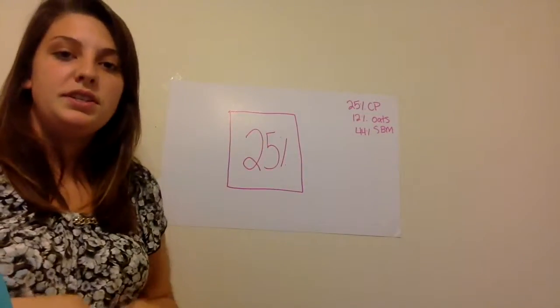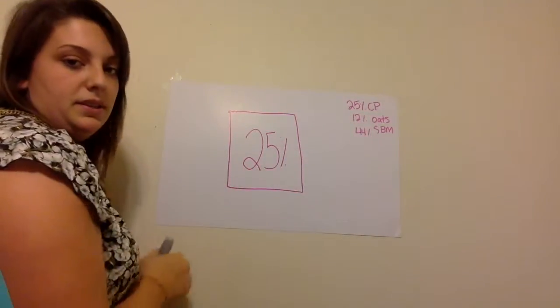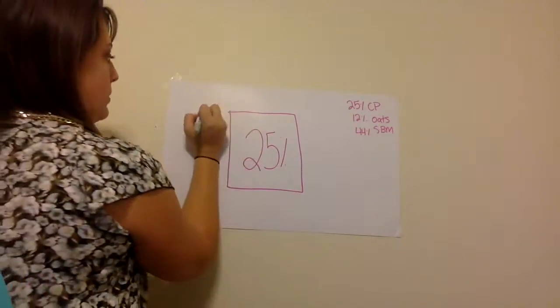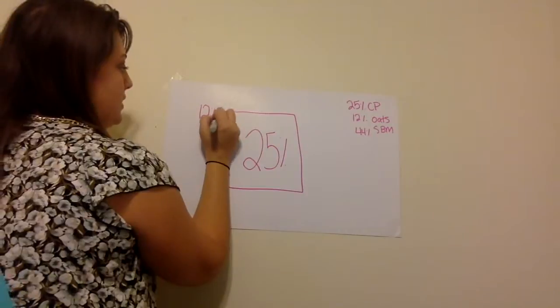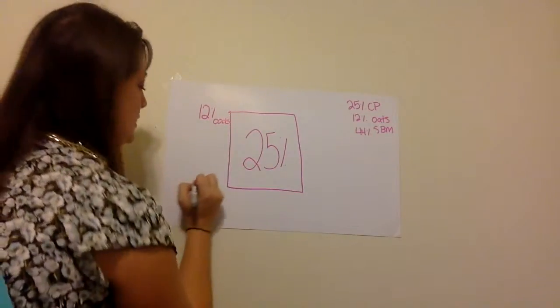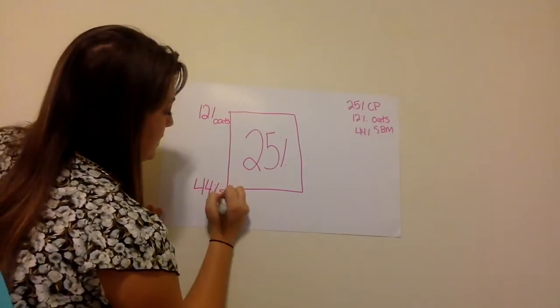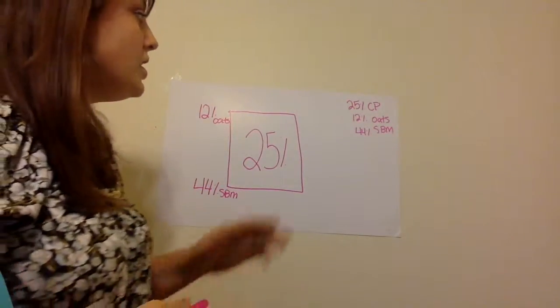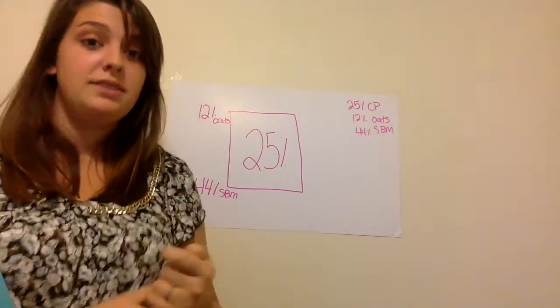And then we're going to start by putting in the oats and soybean meal, and they go on this side. It doesn't matter whether you put them top or bottom. So we're going to have 12% oats, and we're going to have 44% soybean meal. Okay, so from here, we're going to do cross subtraction.